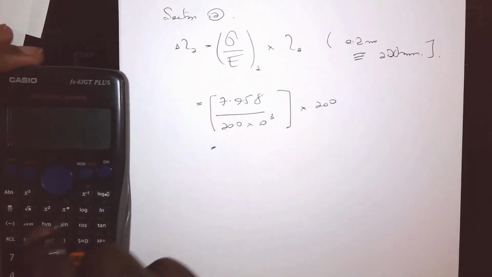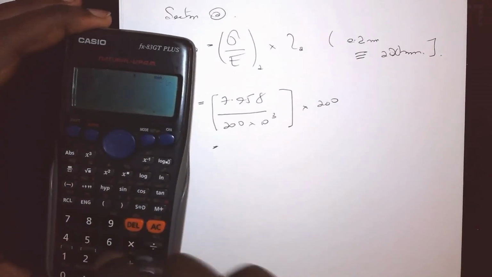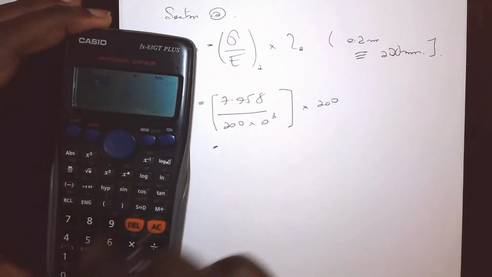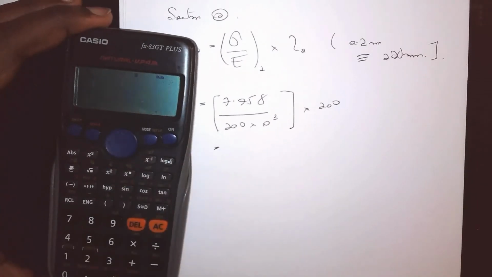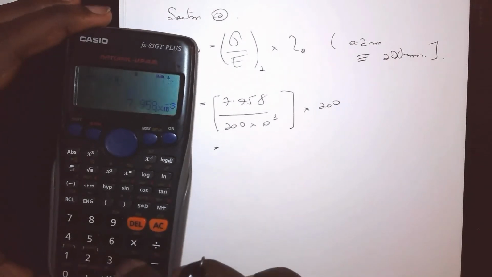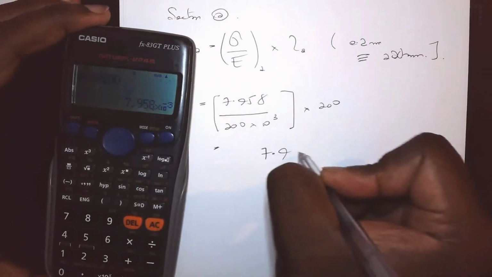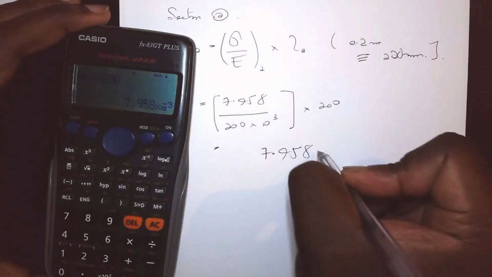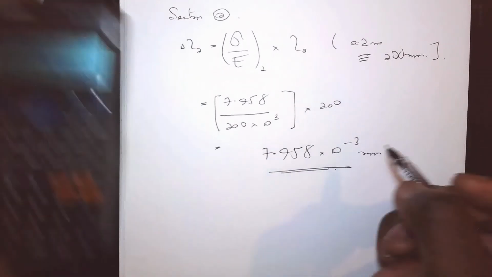So this becomes 7.958 divided by 200 times 10 to the power of 3, and multiply that by 200. And this gives 7.958 times 10 to the power minus 3 millimeters.